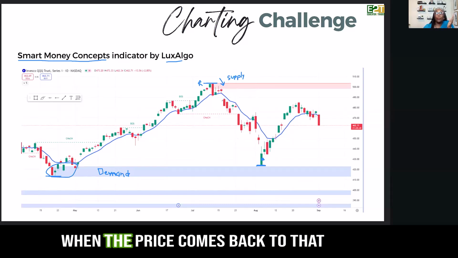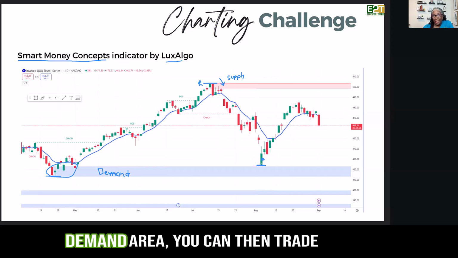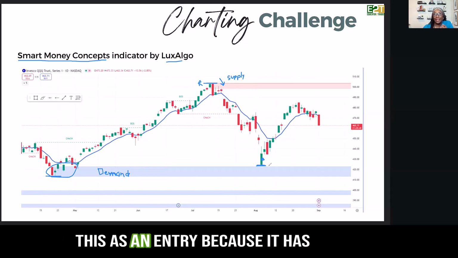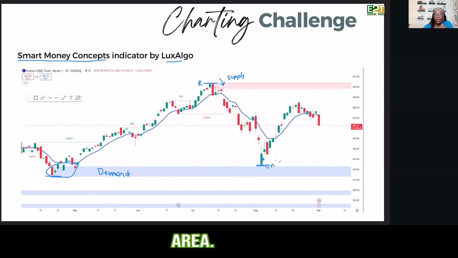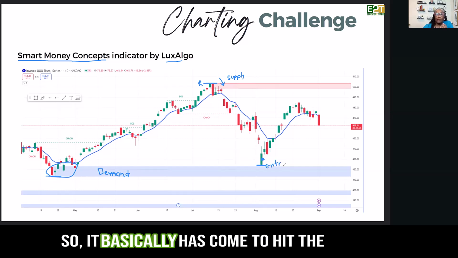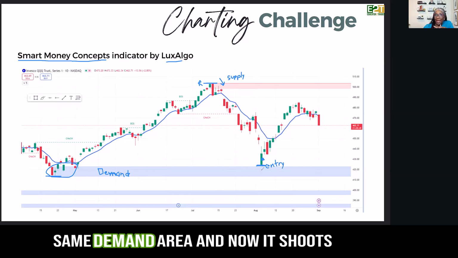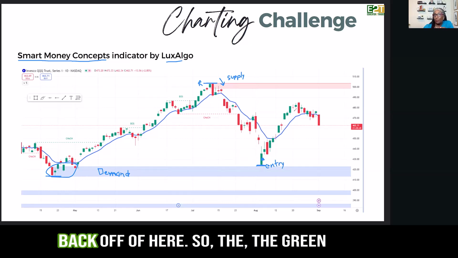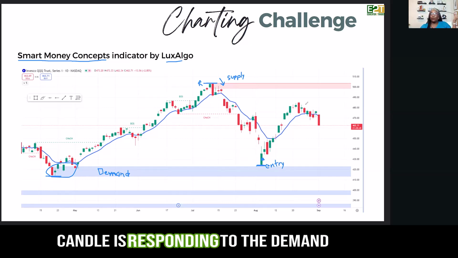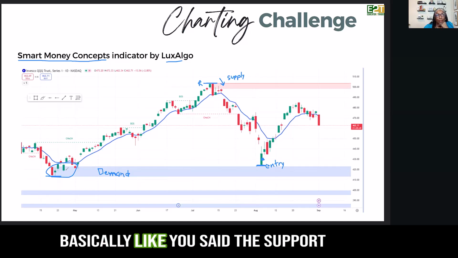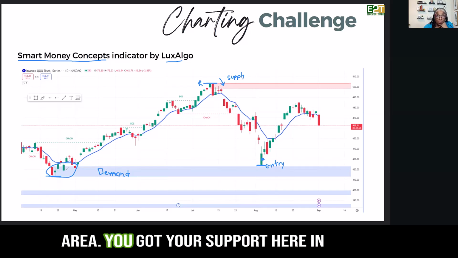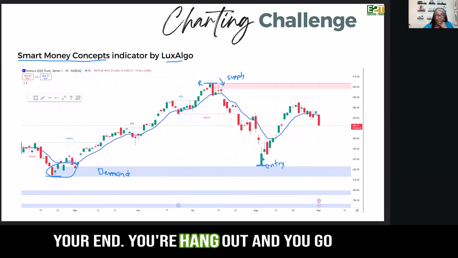And then when the price comes back to that demand area, you can then trade this as an entry because it has basically come back to the demand area. So it has come to hit the same demand area, and now it shoots back off of here. So the green candle is responding to the demand area. So the buyer zone is basically, like you said, the support area. You got your supports, you're in, you hang out, and you go out.